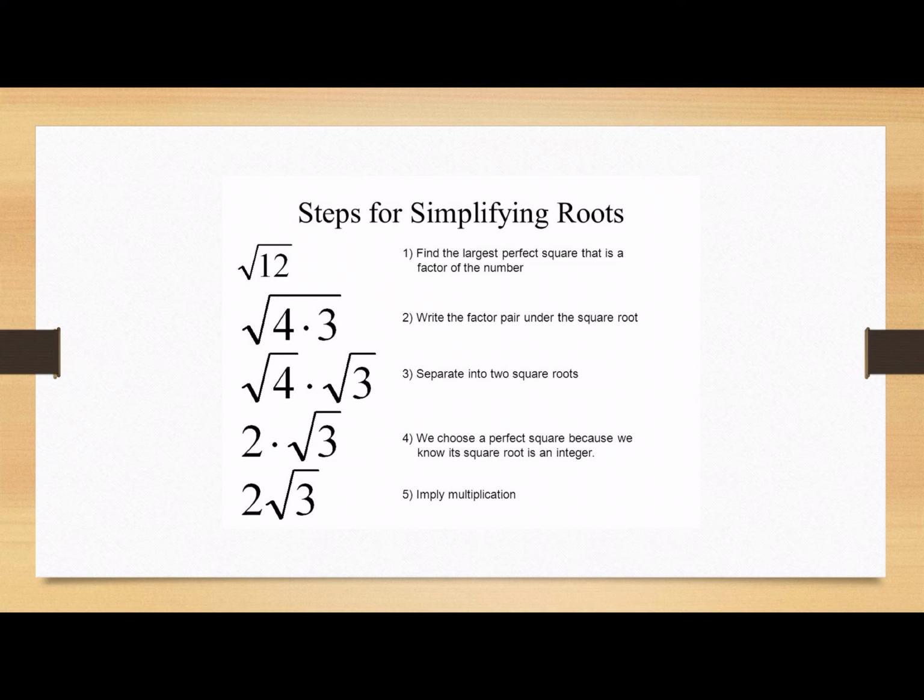Separate into two square roots. That would be the square root of 4 times the square root of 3. For step 4, we choose the perfect square because we know it's the square root of an integer. The perfect square would be 2, and we would multiply that by the square root of 3. Step 5, we simply multiply it, and that would be 2 square root of 3.